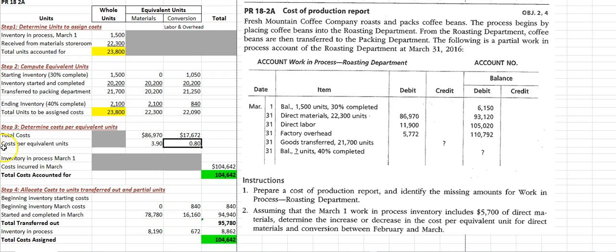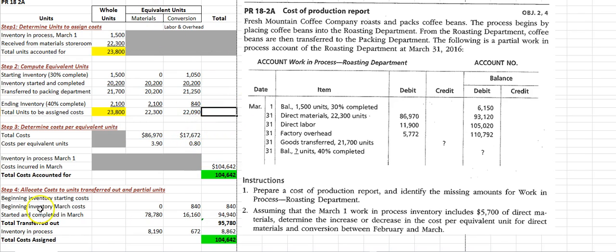So how do I determine the cost per equivalent unit? Well, I simply take my total cost and I divide it by my total equivalent units. $3.90 in material is what I'm going to allocate to the three different categories. And as far as conversion costs, I'm going to allocate 80 cents per unit. And once I've done that, I would have allocated my total cost for the period, which is going to be these two together, right? Which is 104,642. I have that right there.